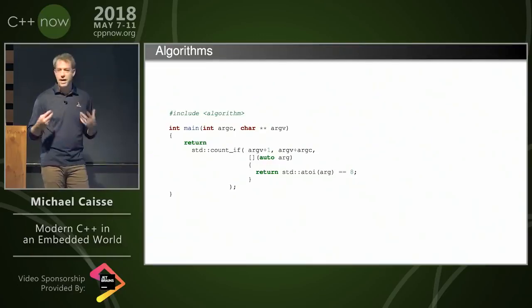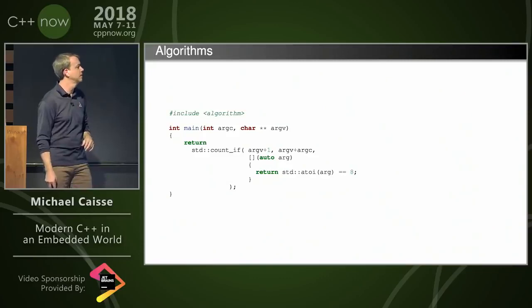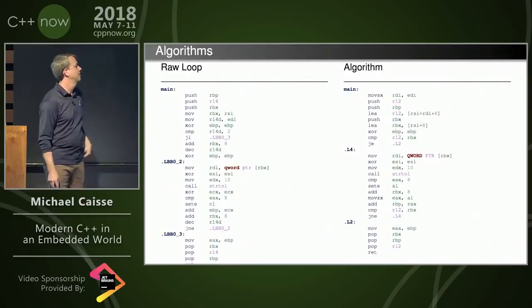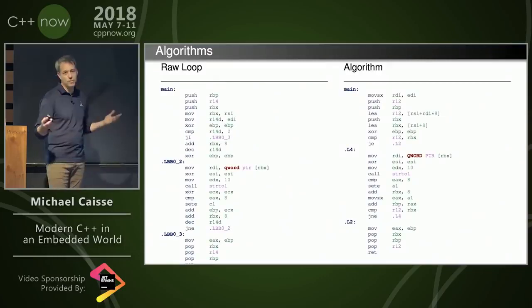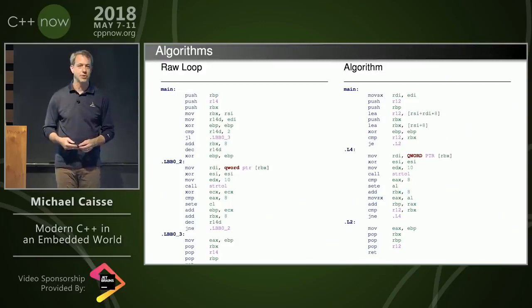Now, if you are used to algorithms, this is easy to read. If you're not used to algorithms, this is incredibly foreign. But everything that we start with is foreign at some point, right? And this becomes easy to identify and read at some point because we just read it, count if. So what does this do, though? Well, it's almost identical. The raw loop and the algorithm are almost identical. Now, I don't think people in this room are probably surprised by that. You probably expected that to occur.